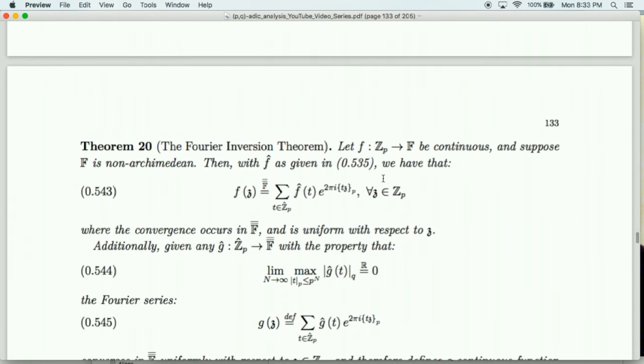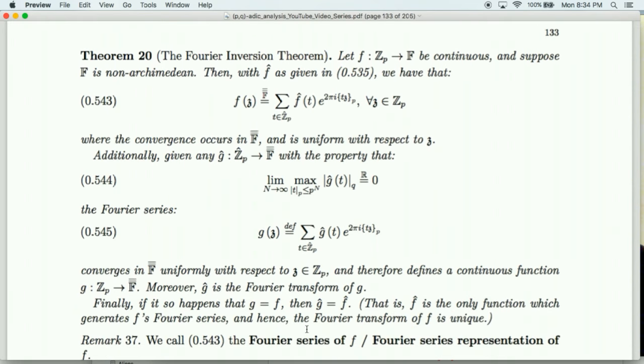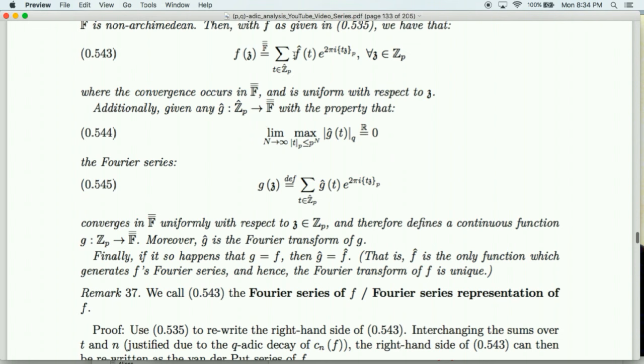So let f be continuous and suppose f is non-archimedean. Then, using our formula, we have that the Fourier series generated by f hat converges in F double bar to f, and the convergence is uniform in z. Additionally, given any g hat which decays to zero in this way, the Fourier series converges in F double bar uniformly in z, and then g hat is the Fourier transform of g. Finally, if g equals f, then g hat equals f hat, and so the Fourier series is unique. And I call this the Fourier series of f, obviously.